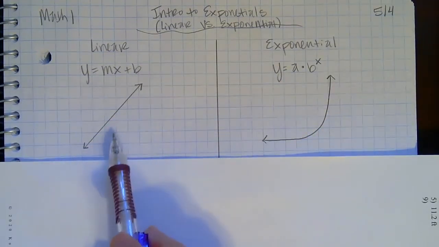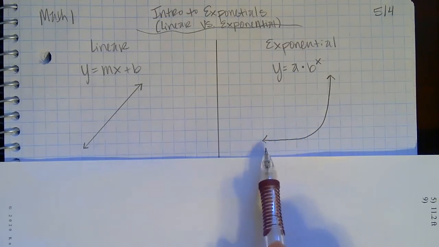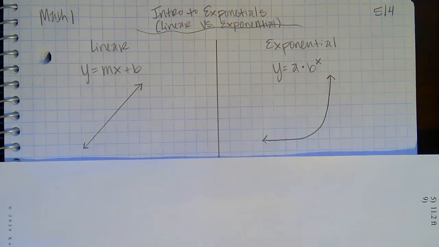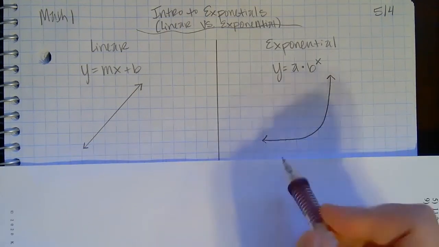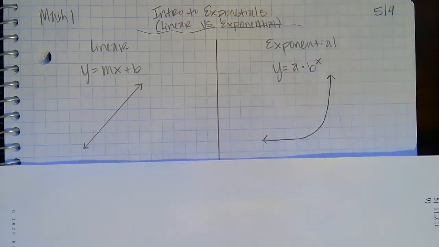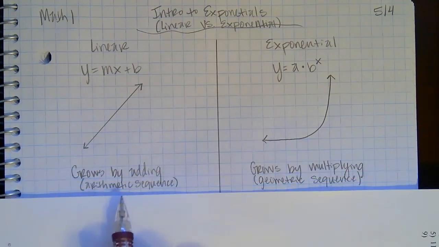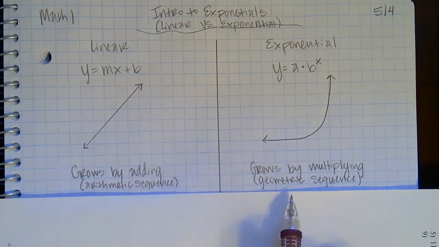So obviously linear looks like a line, exponential, some people call it a J curve. But it is an exponential curve. Okay, starts slow, remember, and then it jumps up quickly. Okay, linear grows by adding the same number every time, and exponential grows by multiplying the same number every time. Okay, so remember, linear, we studied them with arithmetic sequences, and with geometric sequences, we studied exponential.